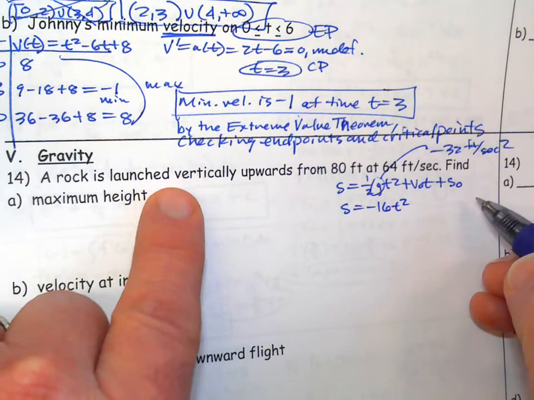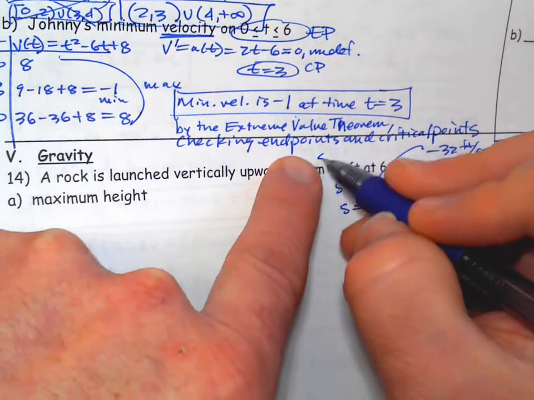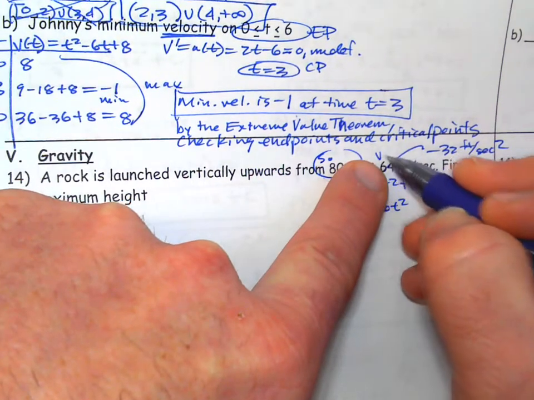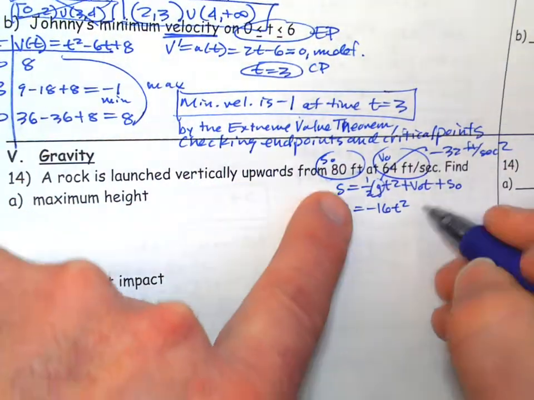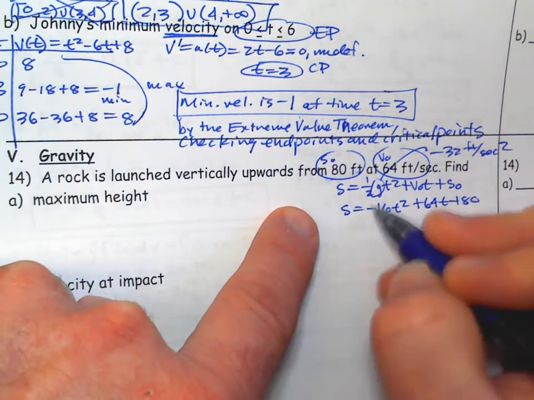It says the rocket is launched vertically upwards from 80 feet. So that's your initial position. And that's your initial velocity, and it's upwards, so it's positive. So it's going to be plus 64t plus 80. So there's your position equation.